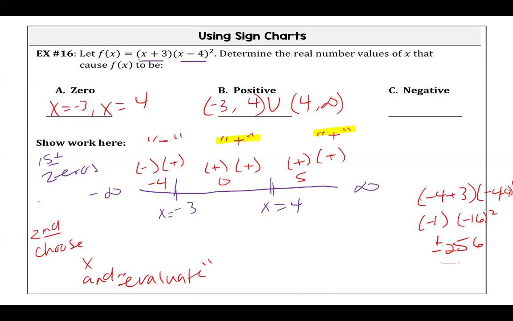Okay, where am I negative? I'm negative from, and that's where it's at. That's all a sign chart is, only focusing on the signs.